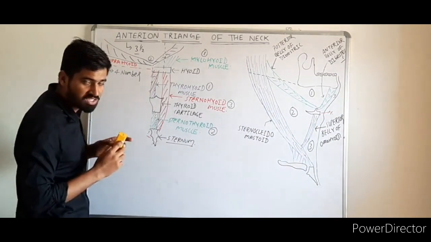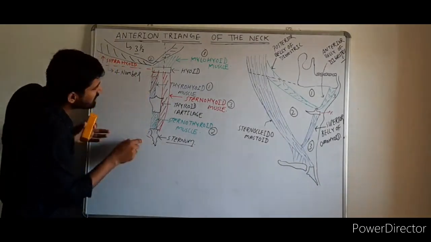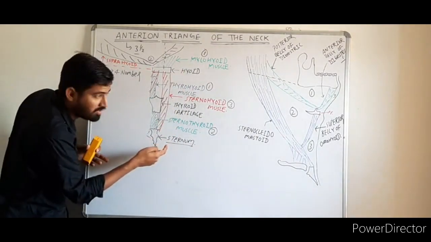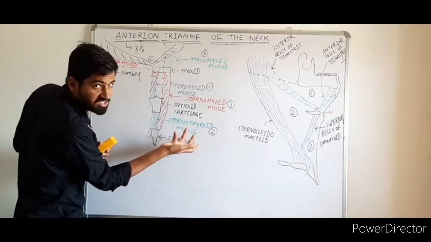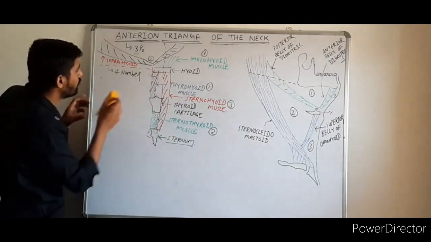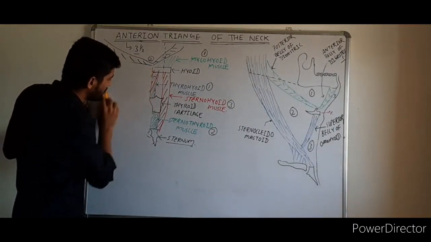So infrahyoid muscles are four in number, suprahyoid four in number. If you know this basic arrangement, hyoid, thyroid cartilage, sternum, so three muscles are infrahyoid muscles: 1, 2, 3 is here. Fourth is the superior belly of the omohyoid. It's all about infrahyoid and suprahyoid muscles.